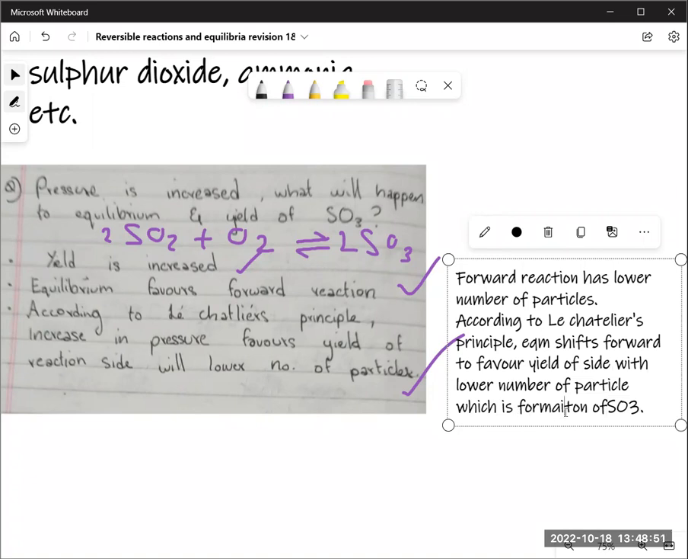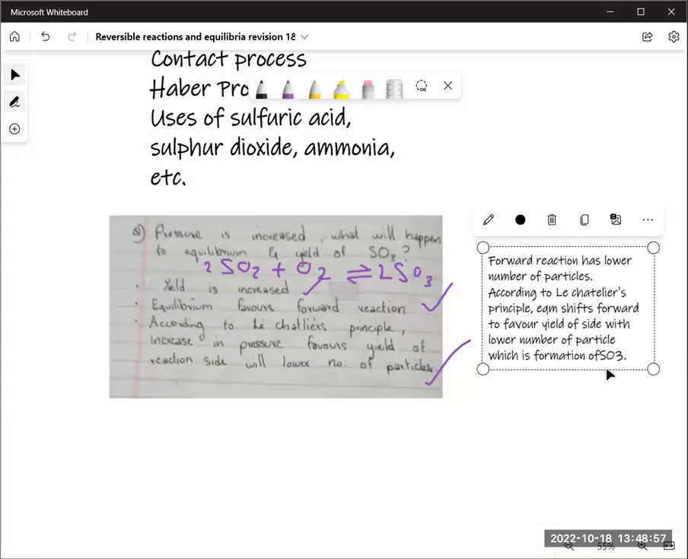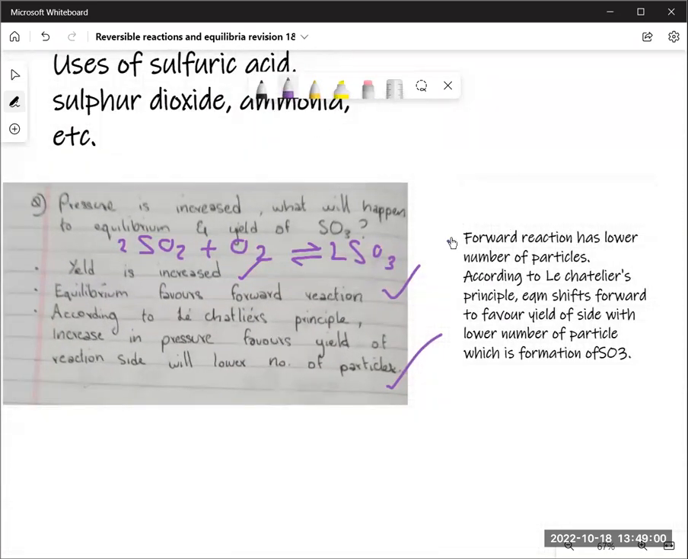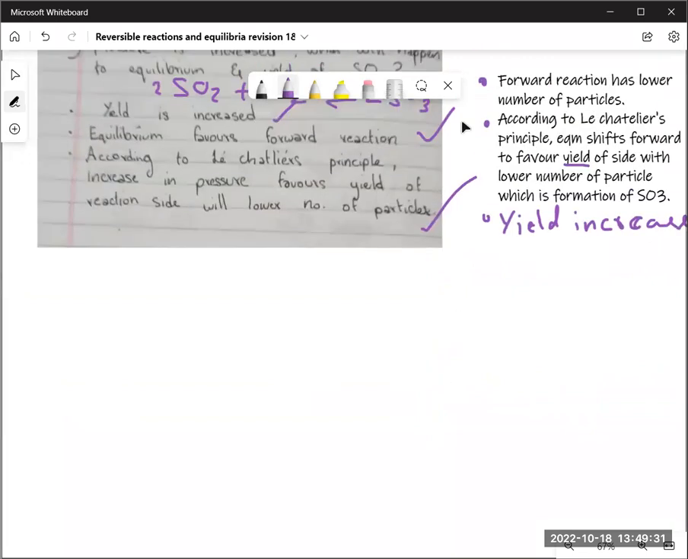Fine, that's correct. Now, nothing much has to be changed. It's correct. Why don't we just read this out loud once? Forward reaction has lower number of particles. According to Le Chatelier's principle, equilibrium shifts forward to favor the side with lower number of particles, which is formation of SO3. So SO3 is forming. So formation of SO3 is favored, and the yield is also favored. You can also write the final point: yield increases. Done. That's it. Let's move on.